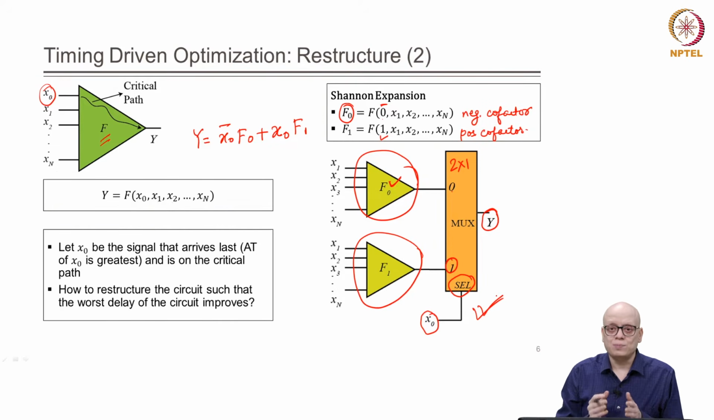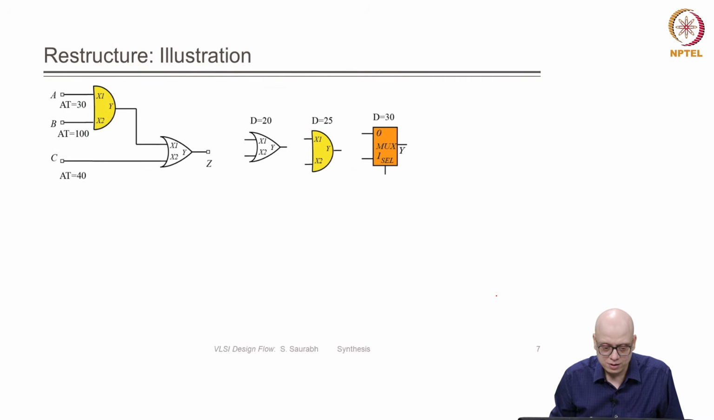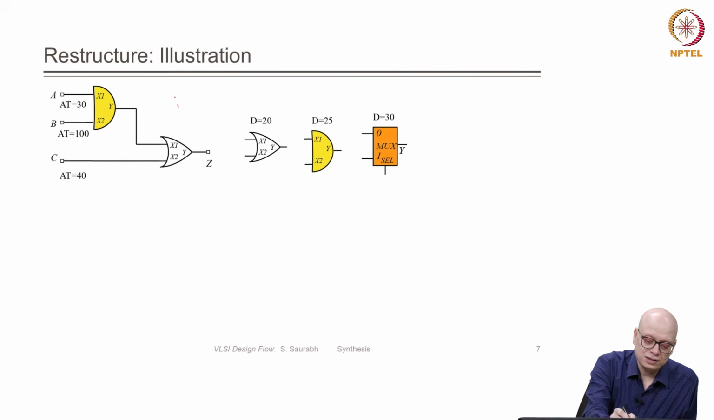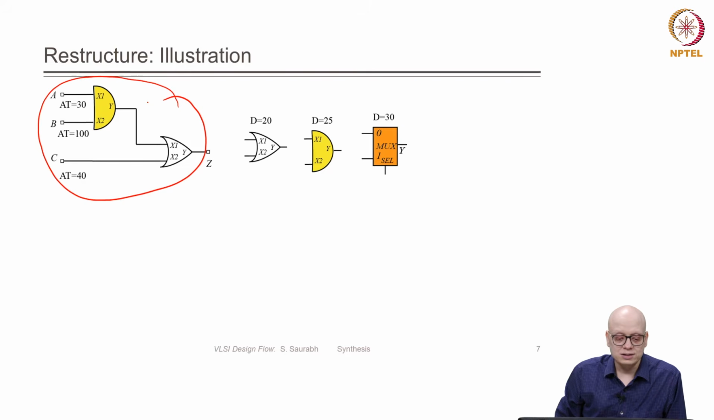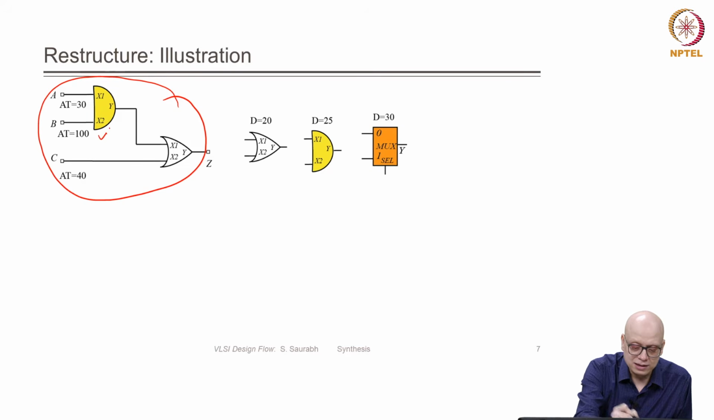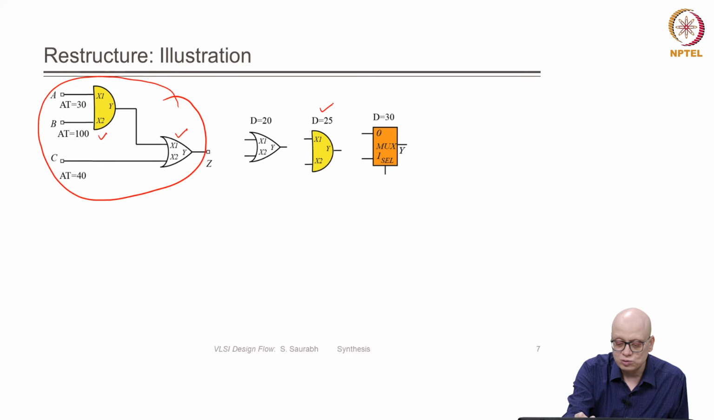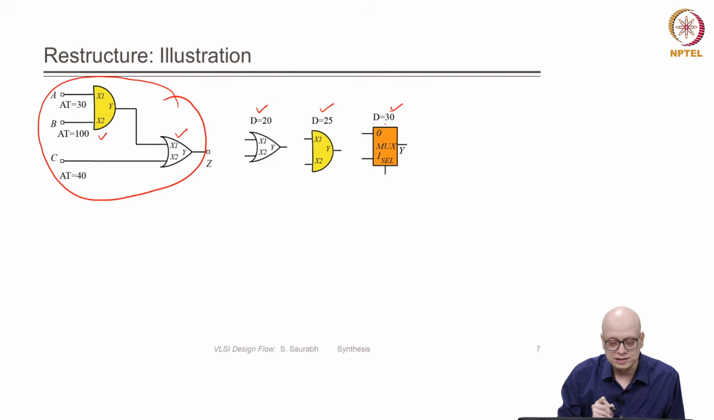Now, let us take an example, then this concept will become more clear. Suppose we were given this circuit, this is a combinational logic circuit in which we have an AND gate and we have an OR gate, right. Let us assume that the delay of the AND gate is 25 in some arbitrary timing units, and the delay of the OR gate is 20, right, and the delay of the multiplexer is 30. We will be using the multiplexer later on. So, the delays are specified.